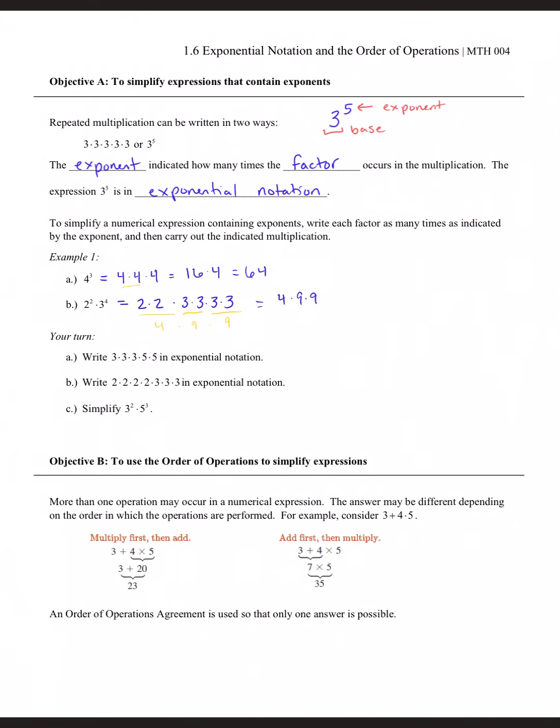And you could keep going with any way you want to do this. 4 times 9 is 36, 36 times 9. Or you could say 9 times 9 is 81, and 81 times 4. It doesn't matter how you work through these. In the end, we get an answer of 324. These would be the final answers when we are evaluating these.